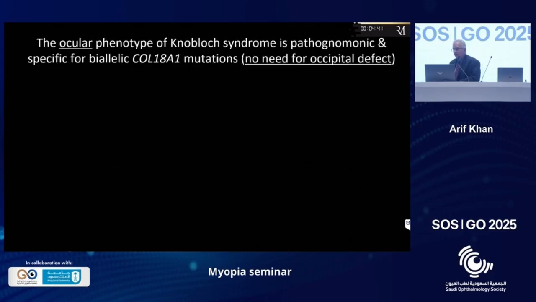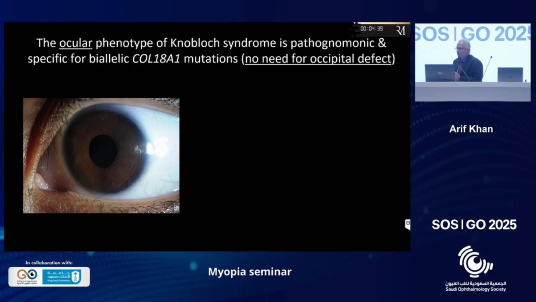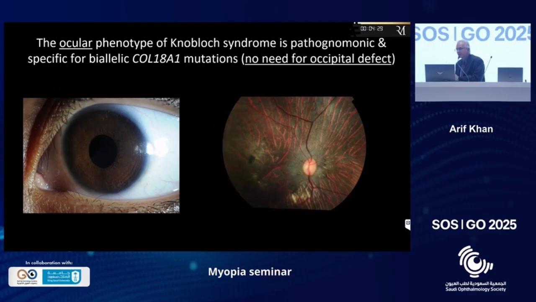The ocular phenotype is specific, and you can actually start with the front of the eye. The iris is cryptless, the iris is flat. There's often a little bit of ectopia lentis. There doesn't have to be, but it's the retina that's pathognomonic. They have this chorioretinal atrophy much more than you would expect for the degree of myopia because it's a primary retinopathy. It's not a stretched eye from high myopia.